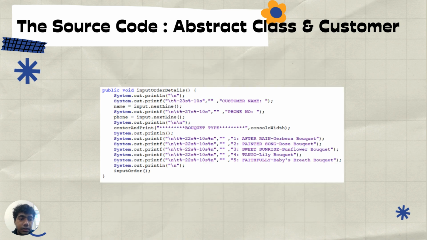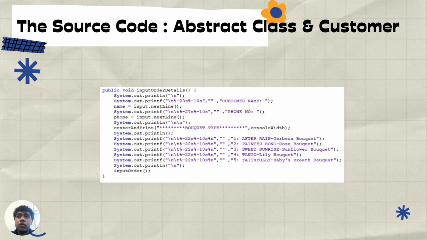Now to the next slide. Over here you can see that we have one method below the main class. This method is input order details. It is used to input the customer details and also take their order. First it asks for the username. As you can see here, it outputs customer name, and then you have your input statement. Second, it also asks for the customer phone number. Right below customer name, it outputs phone number, and then you have your input statement.